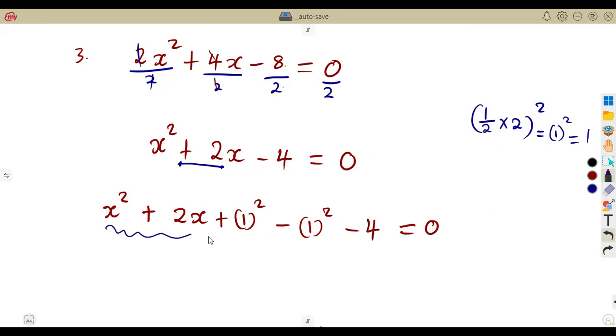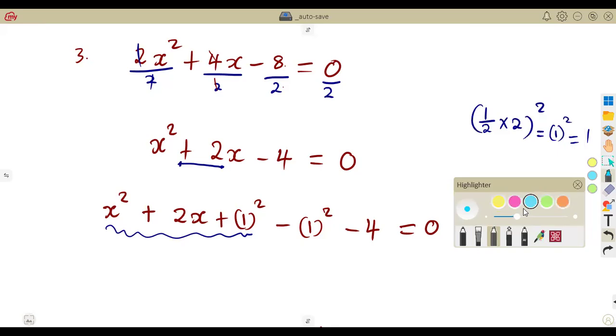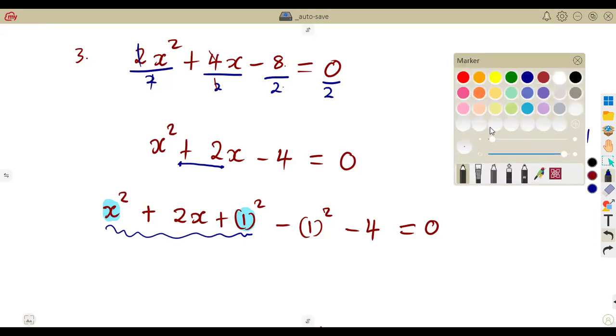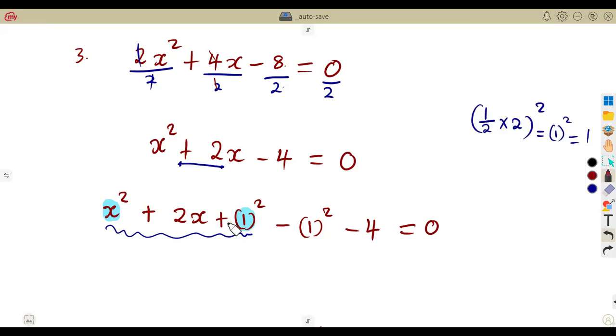From there, factorize, working with the quadratic expression that we are given. So we have our x squared, and this is 1 squared, the first and the last term. So what are we going to have? (x + 1) to the power of 2. Then simplify the part that is remaining. The minus 1 squared minus 4 is going to give us a minus 5.